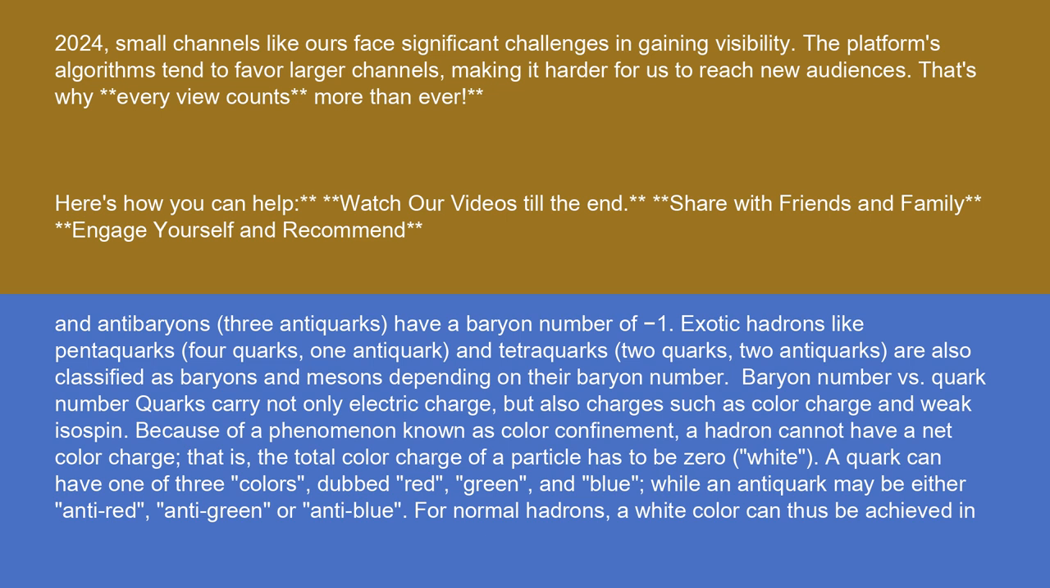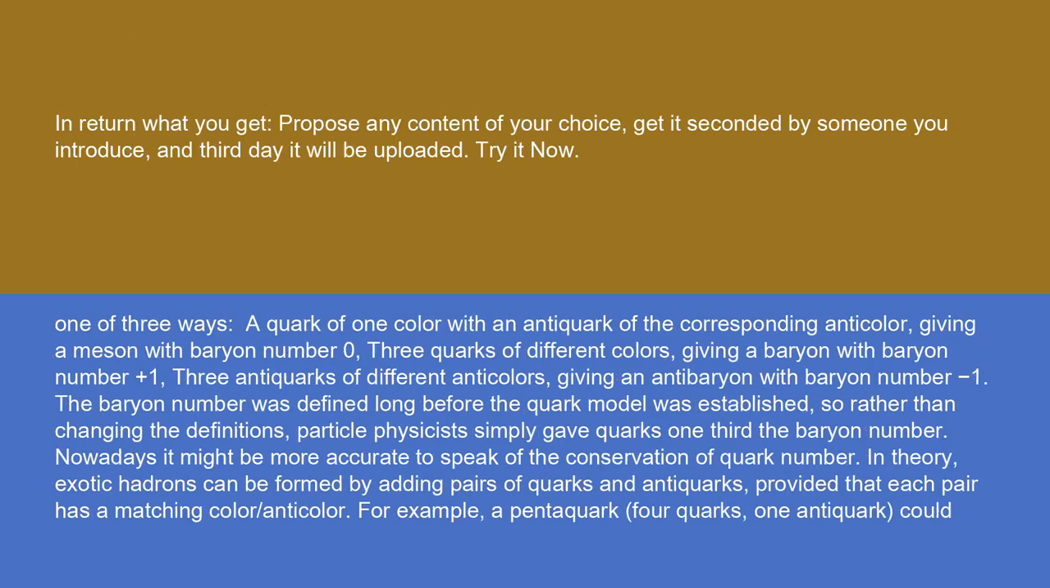A quark can have one of three colors, dubbed red, green, and blue, while an antiquark may be either anti-red, anti-green, or anti-blue. For normal hadrons, a white color can thus be achieved in one of three ways: a quark of one color with an antiquark of the corresponding anti-color, giving a meson with baryon number 0; 3 quarks of different colors, giving a baryon with baryon number +1; 3 antiquarks of different anti-colors, giving an antibaryon with baryon number −1.